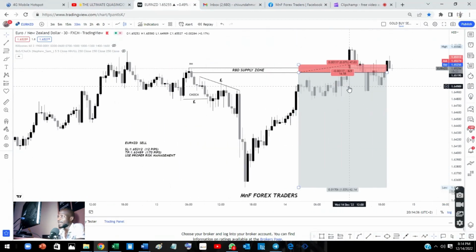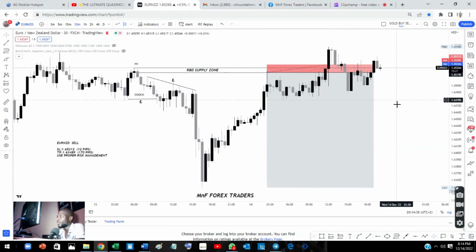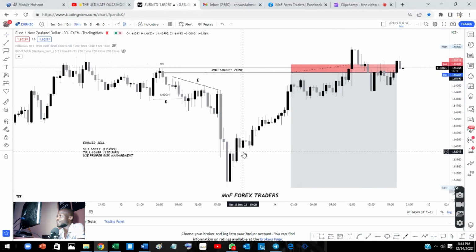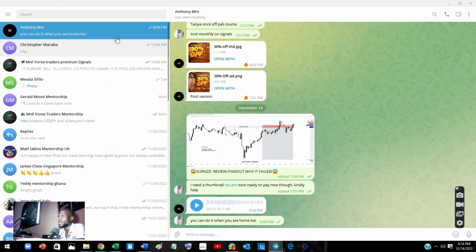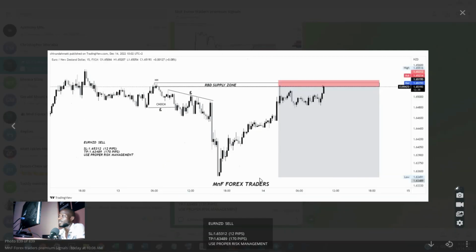So you can clearly see that immediately we entered right here. The market did push up to this level right here, and then it pushed to the upside, and we were taken out. So let me just show you the signal that was sent to our private community right here. So you can clearly see that we had a rally-based drop supply zone, we had liquidity which was left behind right here.